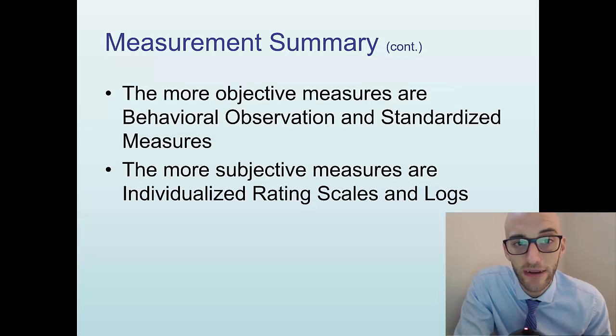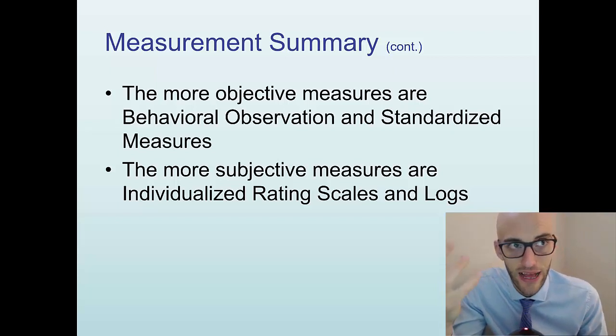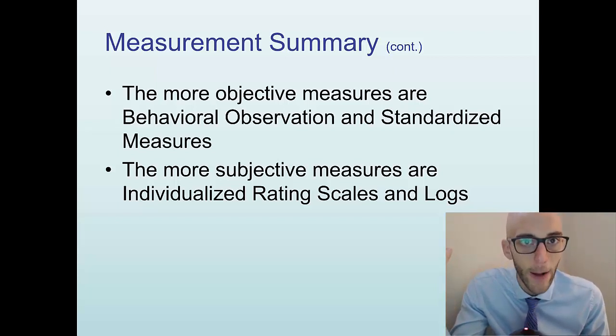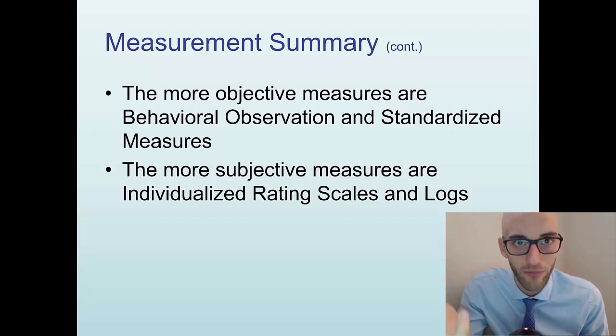Also keep in mind that the more objective measures are behavioral observation and standardized measures. Standardized measures are already validated and normed, and there are reliability and validity measures out there. Behavioral observations are a little bit harder to fabricate because there are real quantifiable behaviors that are easily observable. Versus an individualized rating scale or a log, which measures a feeling or a perception. So it's a good idea to get a mixture of multiple different types of measurement that are going to help you get a fuller, more accurate picture of the client problem.